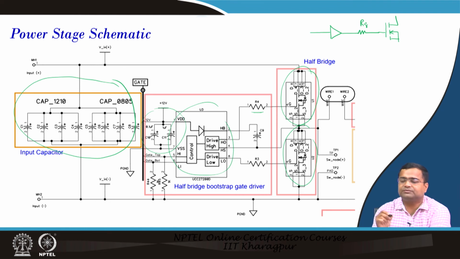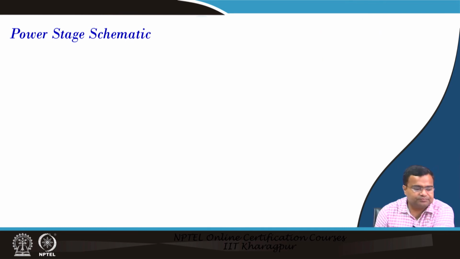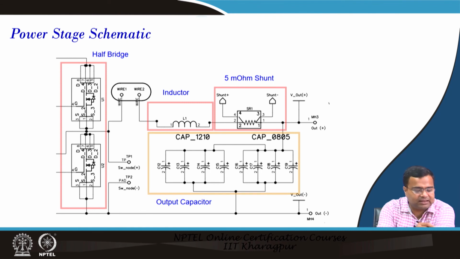Okay. So, this is a gate resistance for both the MOSFETs. That means this is a half bridge bootstrap gate drive we have used. Then after this half bridge, now this is a tapping point, that means we need to put a wire, that means we have created a loop.